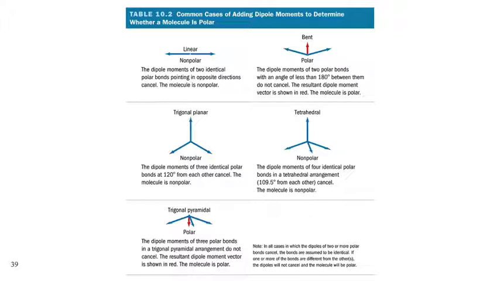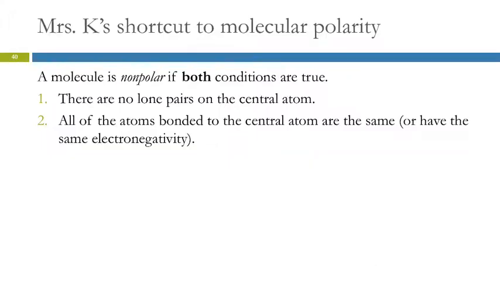up to 0. Where you can get a polar molecule is if you have a bent structure or a trigonal pyramid. We're ignoring the expanded octets here. Because here things are lopsided. These are the two types of structures that you're going to find if you have lone pairs on your central atom. So that brings me to my shortcut.